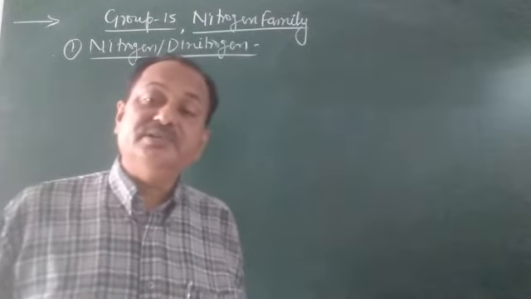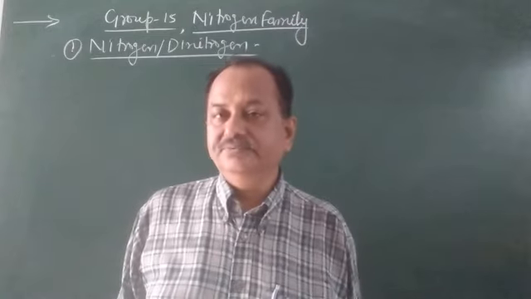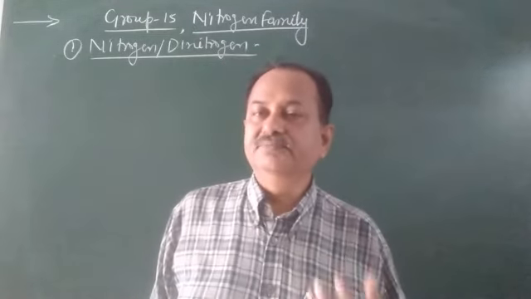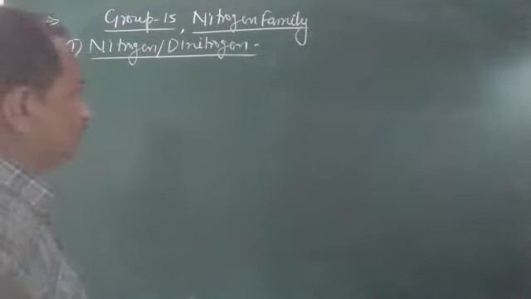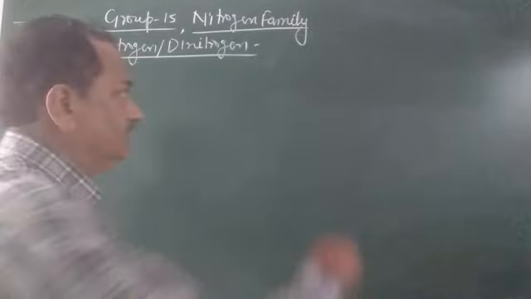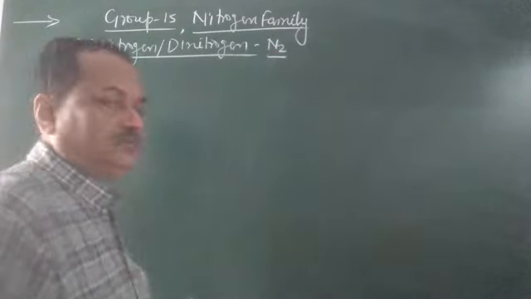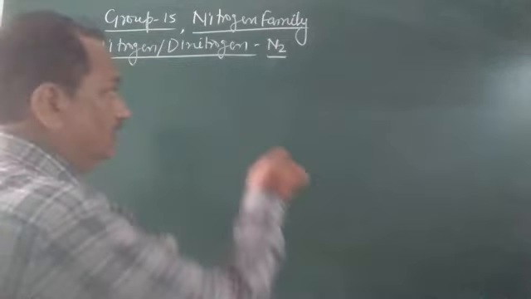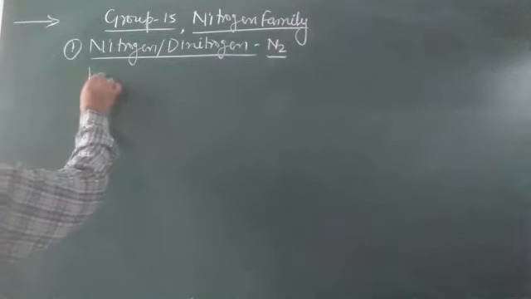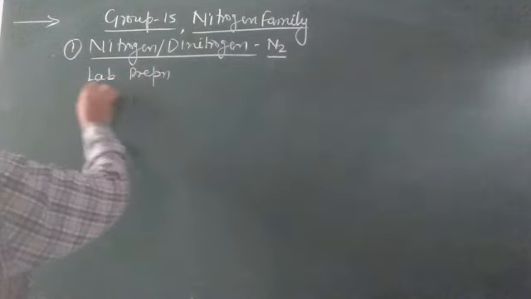Now, in this video, I am going to explain some important substances of group 15, that is the nitrogen family. The first is nitrogen or dinitrogen. It has the formula N2. Dinitrogen means two atoms are present together. Now, first we'll see the laboratory preparation, how it is prepared in the laboratory.